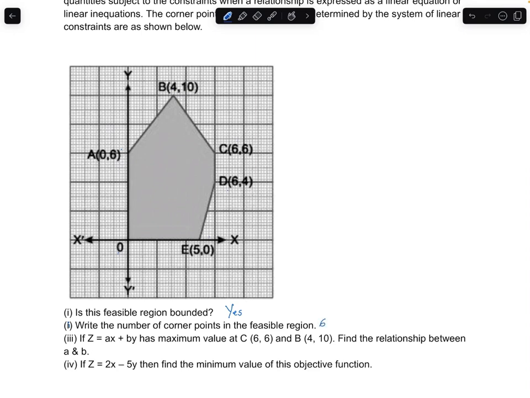Question 3. If z is equal to ax plus by has maximum value at C (6, 6) and B (4, 10), find the relationship between a and b. This means that z at (6, 6) is equal to z at (4, 10).